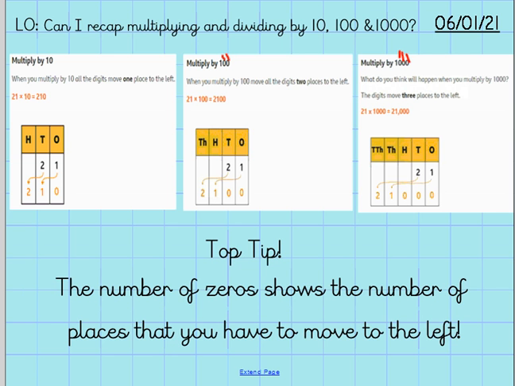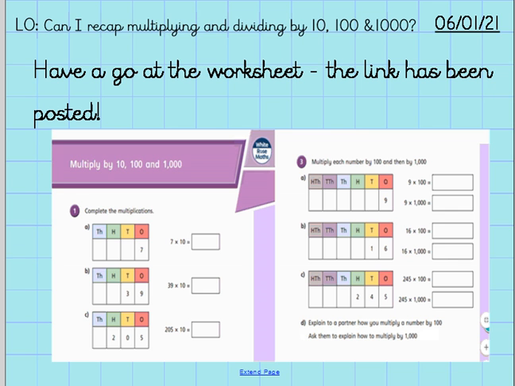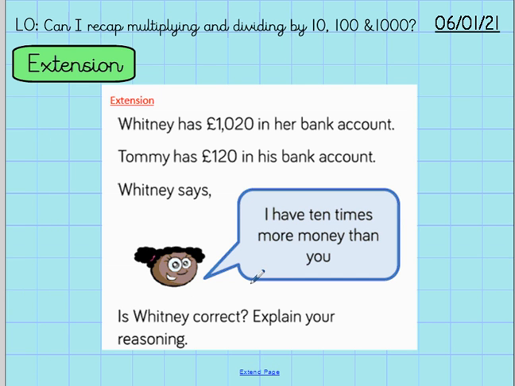What I'd like you to do today is to have a look at the worksheet, multiplying by 10, 100 and 1,000. I will post a link to that worksheet onto Class Dojo, and I want you to just have a go at those. It shouldn't take you too long, and it should be a recap of what we've done already, ready to move on to new learning in the early part of next week. So if you finish that, there is then an extension which you can come back to the video and have a look at.